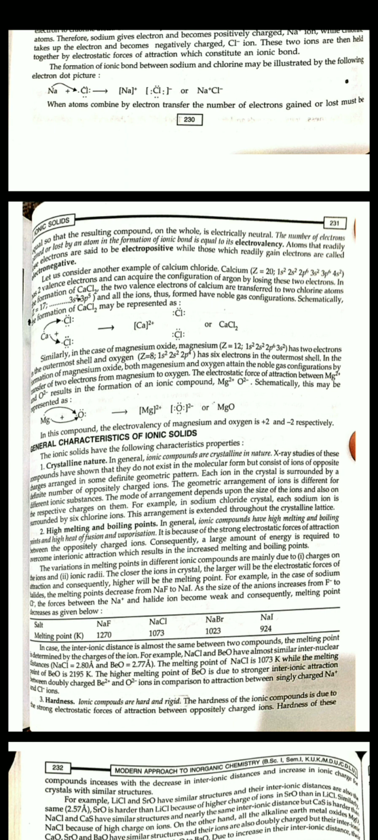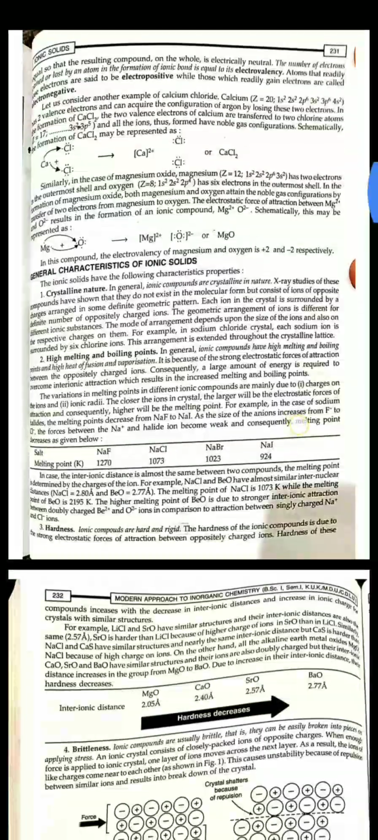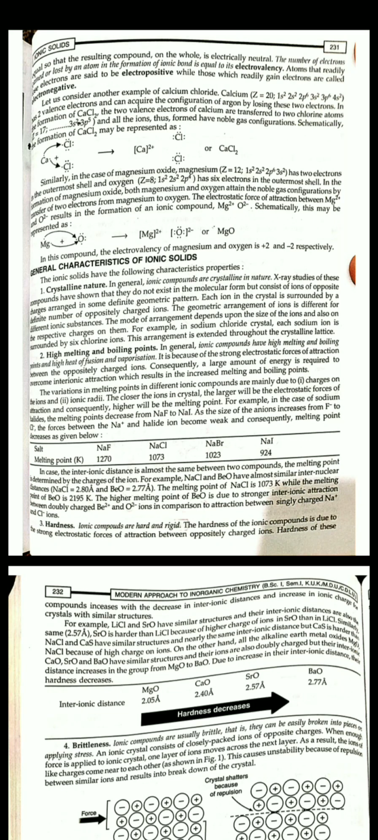Third, hardness. Ionic compounds are hard and rigid. The hardness of the compound is due to the strong electrostatic forces of attraction between oppositely charged ions. Hardness of these compounds increases with the decrease in interionic distances and increase in ionic charges for crystals with similar structures. For example, LiCl and SrO have similar structures and their interionic distances are also the same. SrO is harder than LiCl because of the higher charge of ions in SrO than in LiCl.